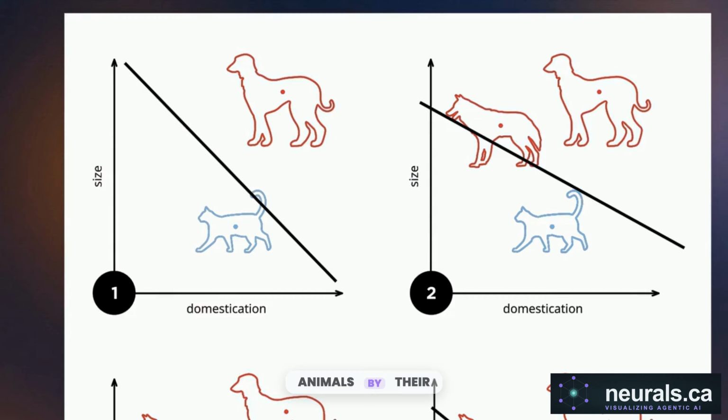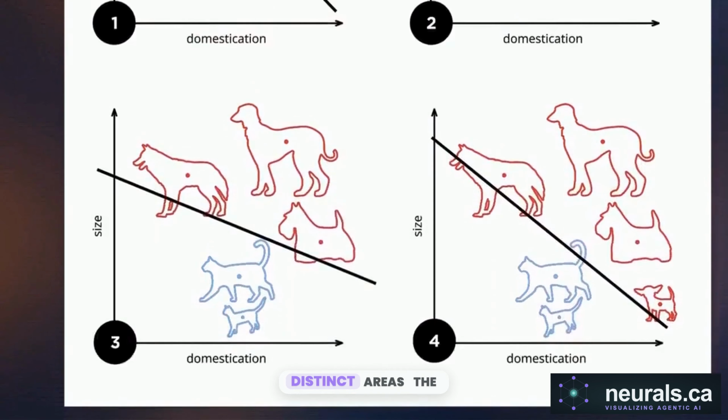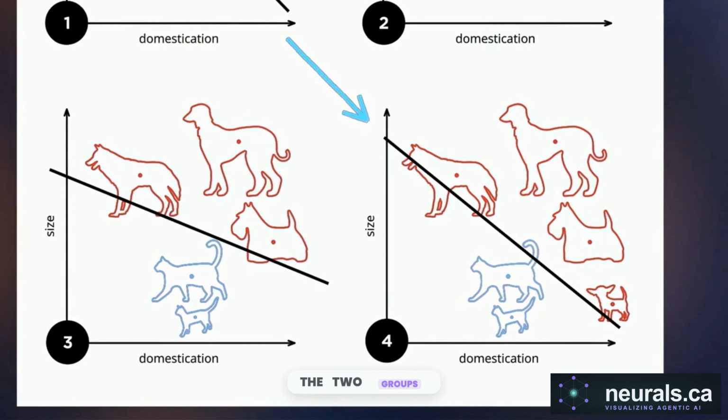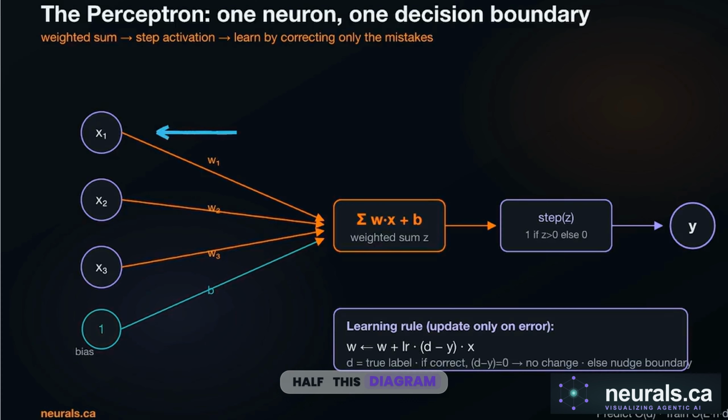Plotting animals by their size and domestication, the dogs and cats cluster into distinct areas. The algorithm evaluates these coordinates, mathematically tilting and shifting a boundary line until the two groups are perfectly isolated. It is not performing original thought. It is simply solving a spatial puzzle designed to physically slice a coordinate plane in half. This diagram shows the specific anatomy of that artificial decision.